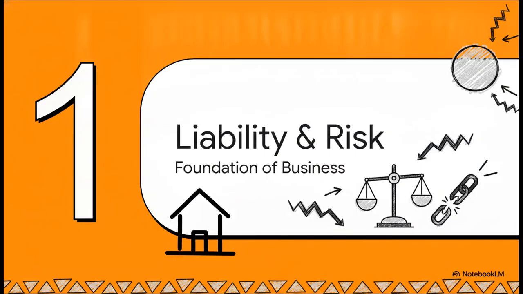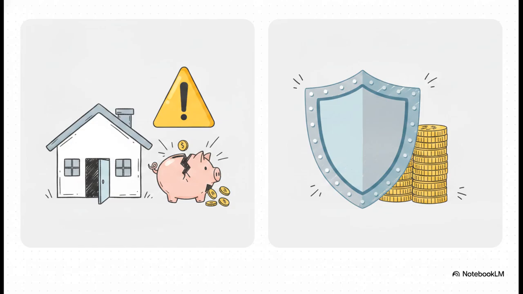Okay, Section 1. Liability and risk profiles. We're starting at the very foundation of any business structure, the legal realities of liability and risk. Now, the absolutely crucial point here is understanding this one core distinction. Unlimited liability, that means as an owner, you are personally on the hook for all business debts. Literally, your personal assets, your house, your savings, they can be legally seized to repay those liabilities.